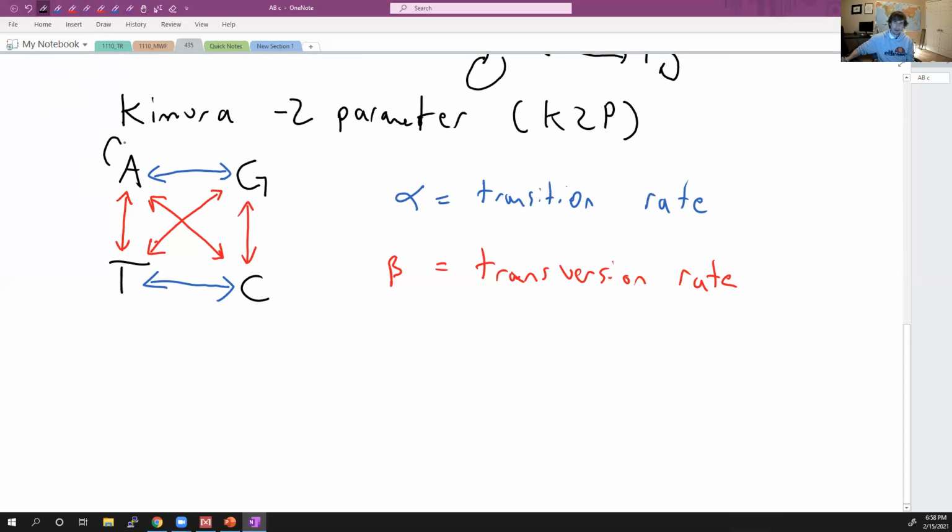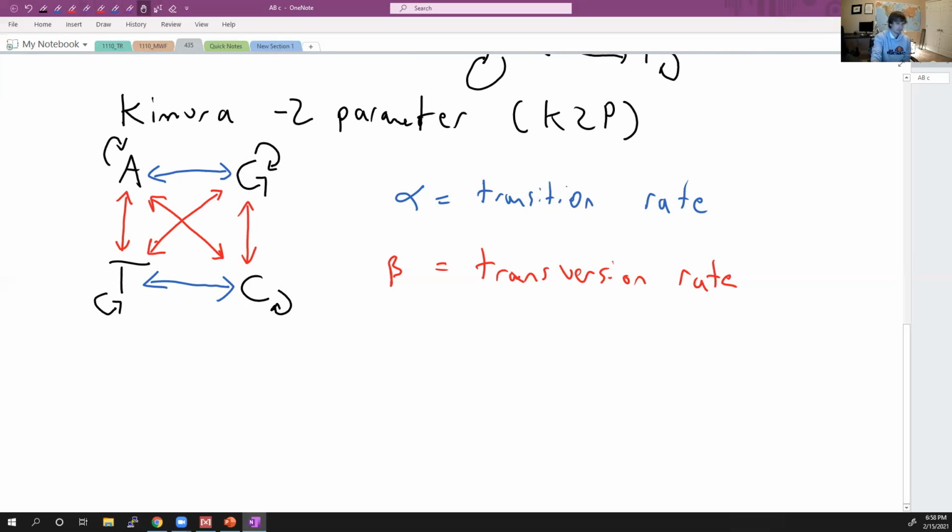Again, with the chance of A staying A, G staying G, C staying C, and T staying T. Okay, now that's the highest level of complexity I can describe these models. But what we can demonstrate is how applying these models changes our estimation of sequence differences or sequence distances.